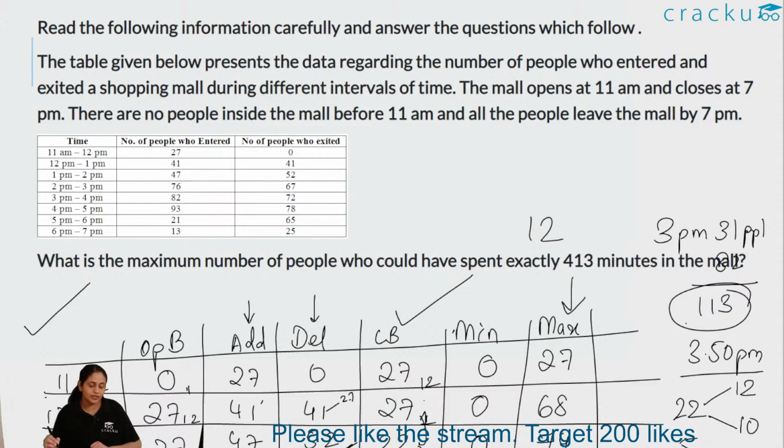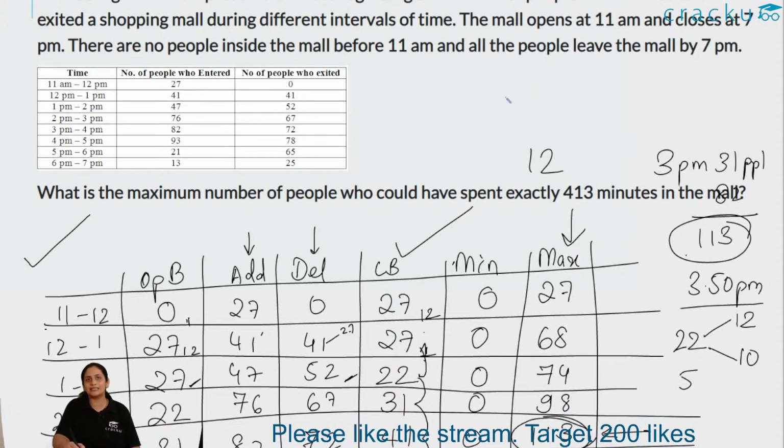Next question, which is the last question. What is the maximum number of people who could have spent exactly 413 minutes in the mall? 413 minutes is slightly less than 7 hours. So you need somebody who can come in, like say if you come in at 11 o'clock, you will go 12 to 11, 12, so that would be basically till 5 p.m., around 6 hours, up till 6 p.m. that would be 7 hours. So if you come at 11 a.m., you have to leave somewhere slightly less than 7 hours, so basically just before 6, at 5:53 p.m.